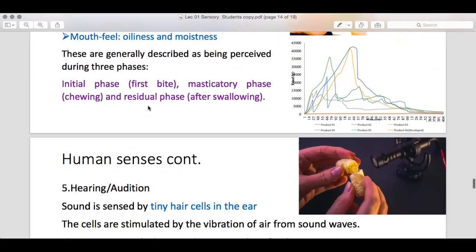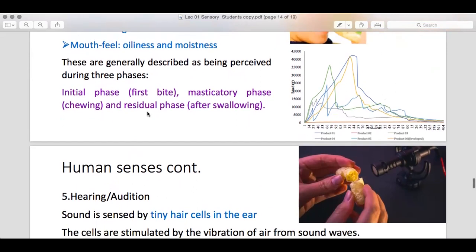Right? There are three phases in food consuming.